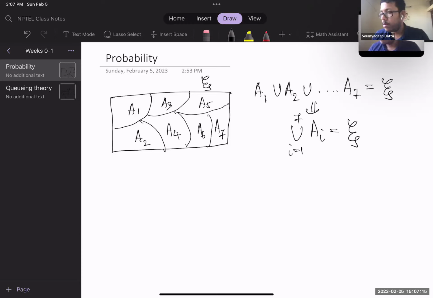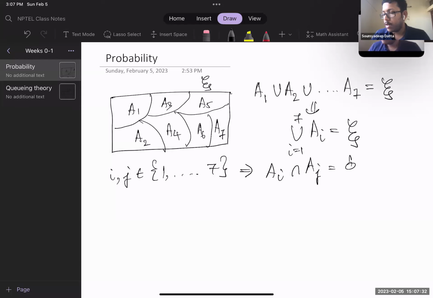Another property that holds is that for i, j belonging to any values 1 to 7, with i not equal to j, we will have Ai intersection Aj is equal to the empty set. So these are mutually exclusive events. The first property is exhaustive, and this one is mutually exclusive.